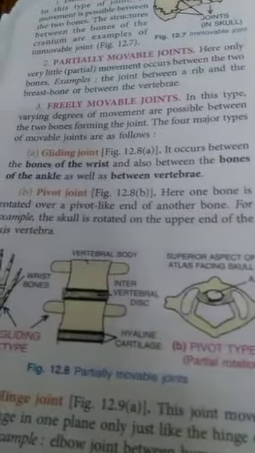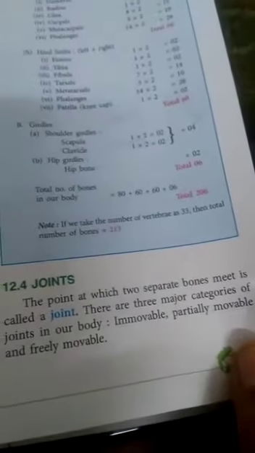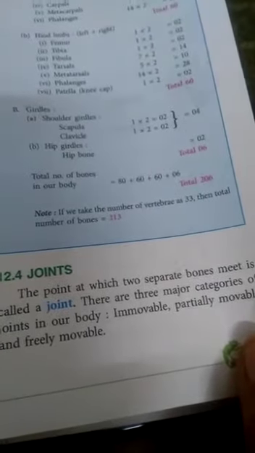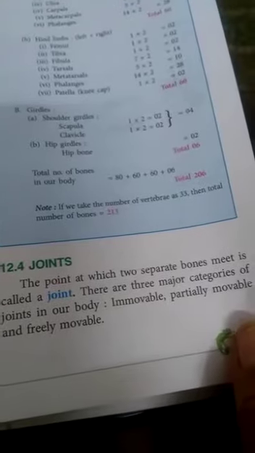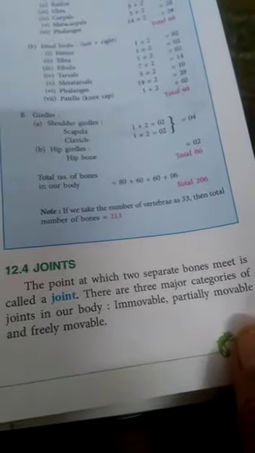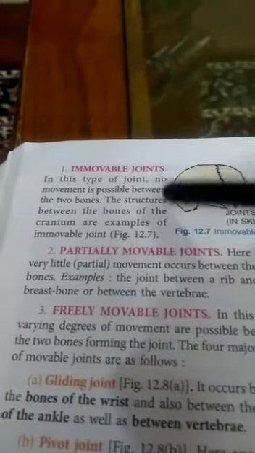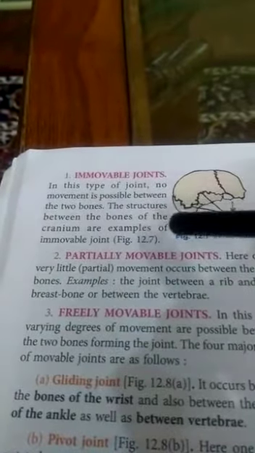Now let us discuss joints. The point at which two bones meet is known as a joint. Joints are of three types: immovable joints, partially movable joints, and freely movable joints. An immovable joint is present in your skull.